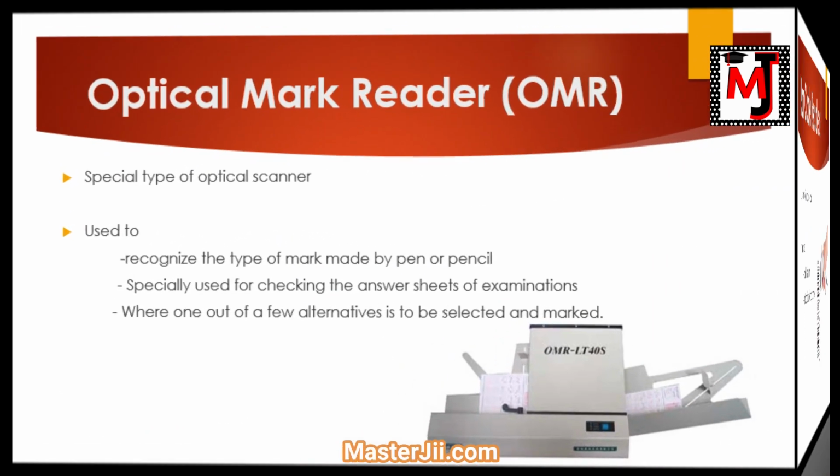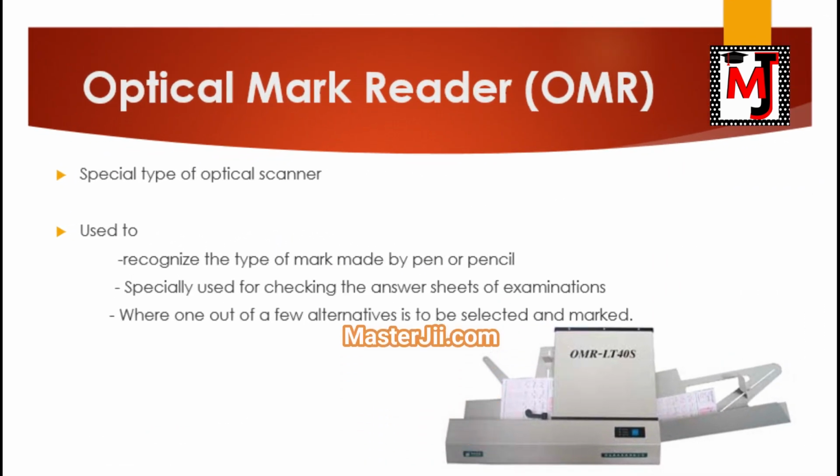Then the next input device is OMR, that is optical mark reader. OMR is a special type of optical scanner used to recognize the type of mark made by a pen or a pencil. It is used where one out of a few alternatives is to be selected or marked. It is specially used for checking the answer sheets of examinations having multiple choice questions. And the image of every input device is shown on your screen so that you can develop a better understanding of these devices.